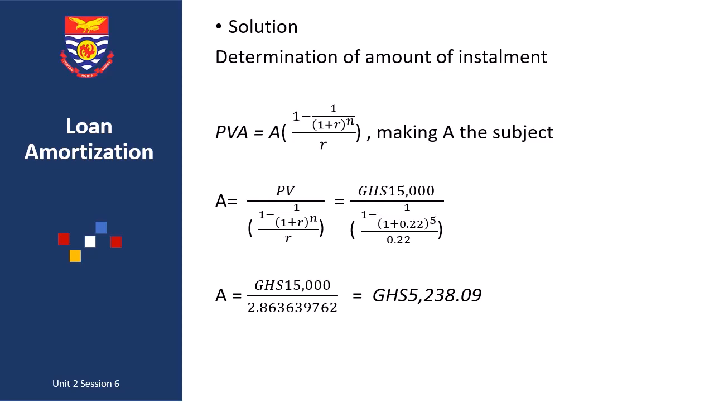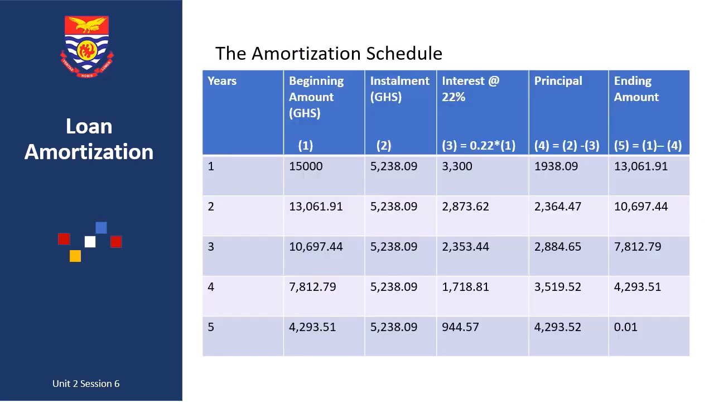So let's substitute the various values. We have the PV, which is the loan amount, to be 15,000. The number of years given in the question is 5 years. And the required rate that was given is what? 22%. So making the substitution, we get 5,238 Ghana cedis and 9 pesewas as the amount of installment that is going to be paid every year. I hope we get it. Good.